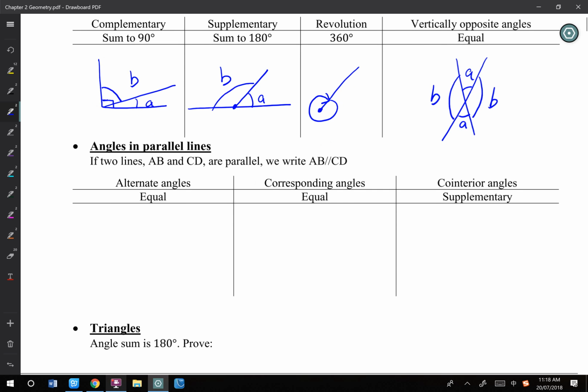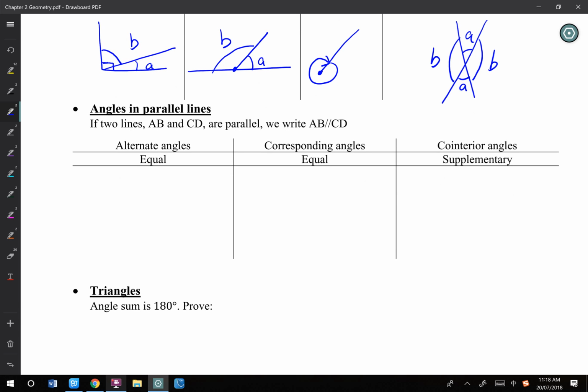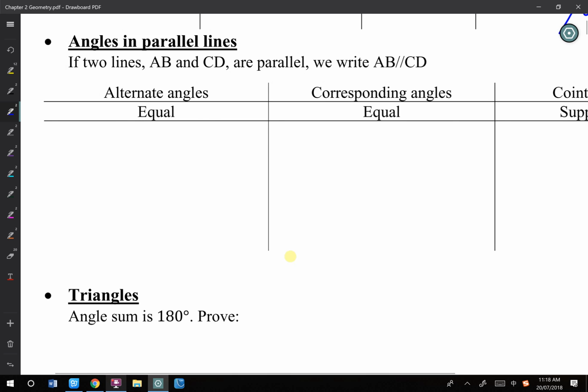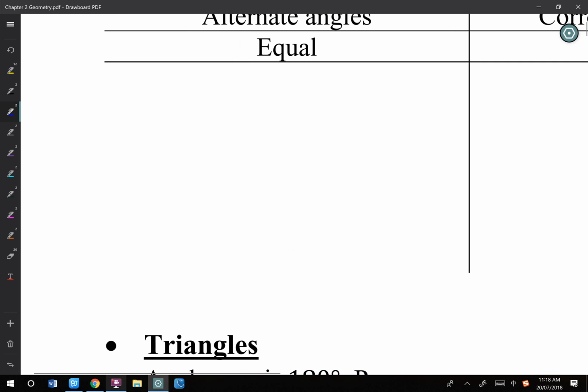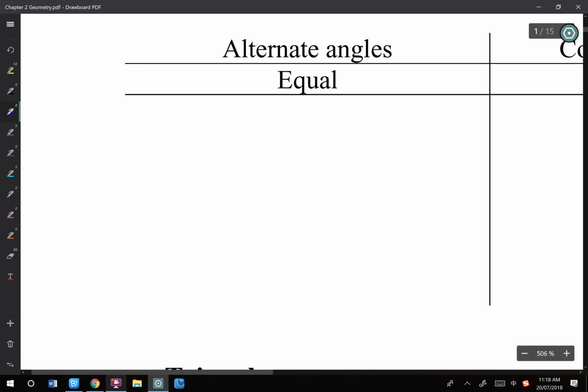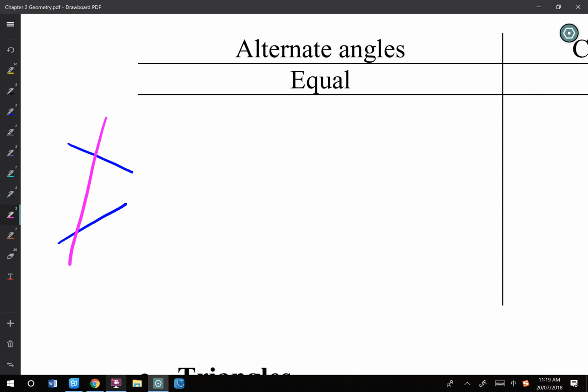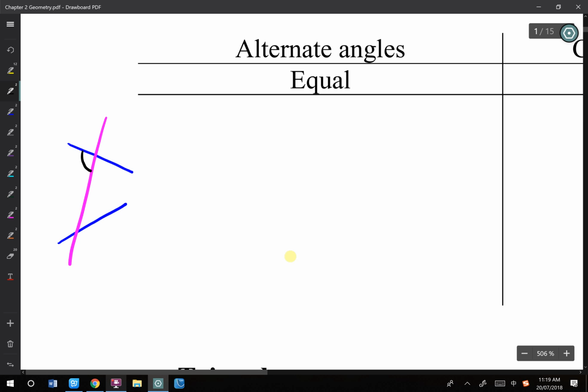Now let's talk about angles in parallel lines. If two lines AB and CD are parallel, we write AB parallel to CD. So, alternate angles. I'll show you first with two lines that are not parallel to each other. And I draw a third line crossing those two lines. This angle and this angle, angle A and angle B, are alternate angles.